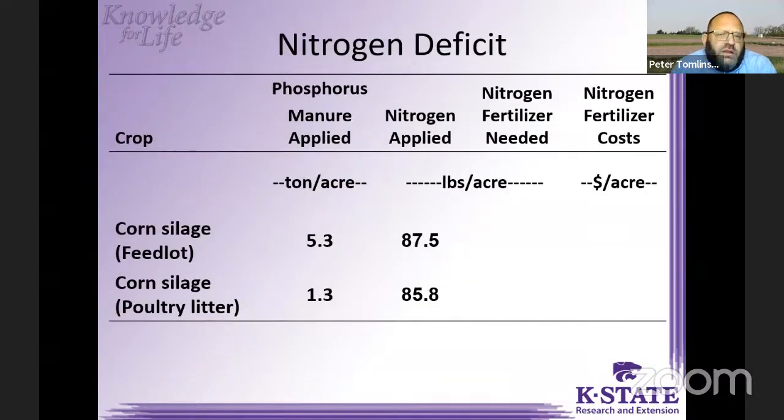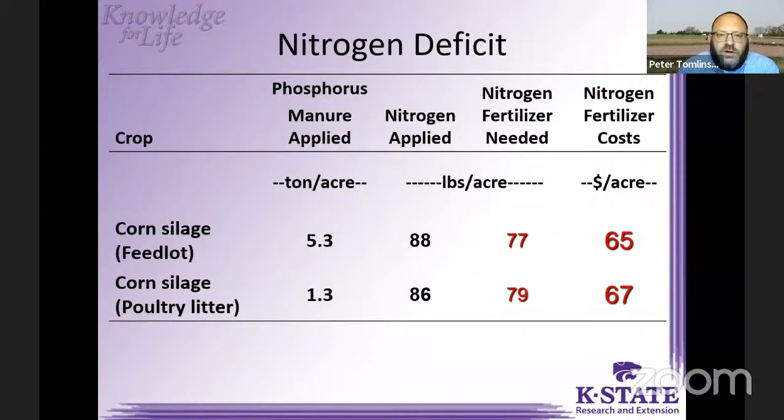So what would that nitrogen rate from a commercial fertilizer scenario look like? We use the phosphorus manure applied. We've got that 5.3 for the feedlot and 1.3 for the poultry litter. That's going to result in 87 to 85 pounds of nitrogen applied. And so that's going to leave us needing about half of our nitrogen needs from another source.